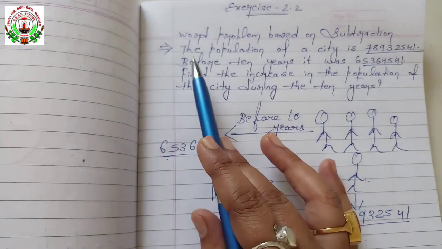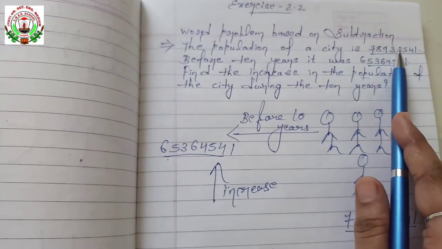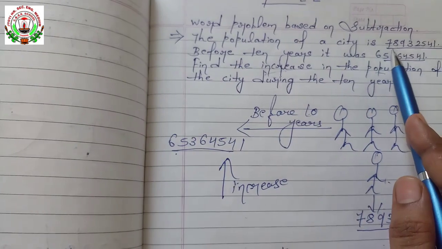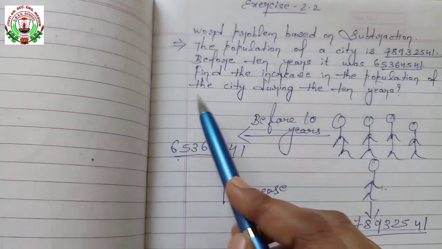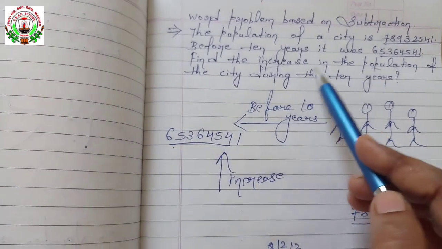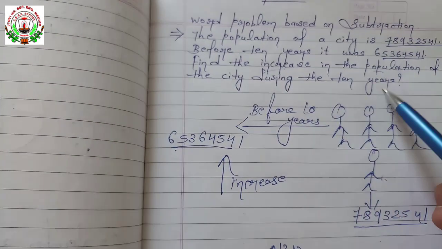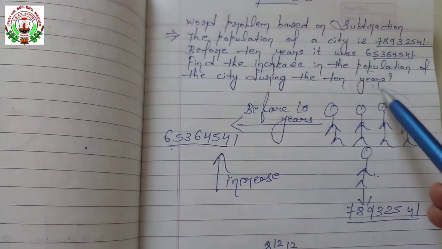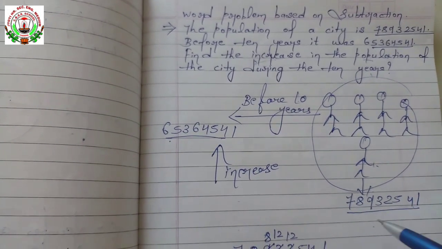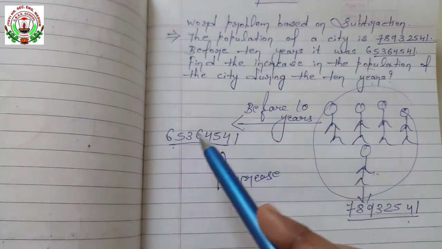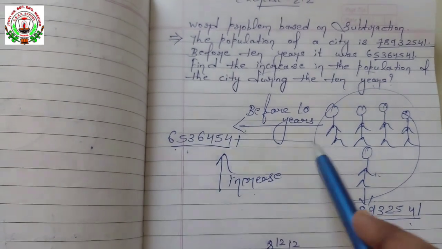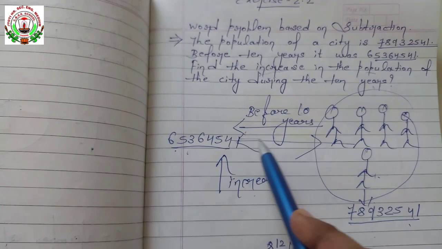Now let's come to a word problem based on subtraction. The question I have taken here is: the population of a city is 78932541, and before 10 years it was the number given here. Now find the increase in the population of the city during the 10 years. So here you can see the recent population is given, and before 10 years it was this much. Now we have to find out how much it increased between these 10 years.